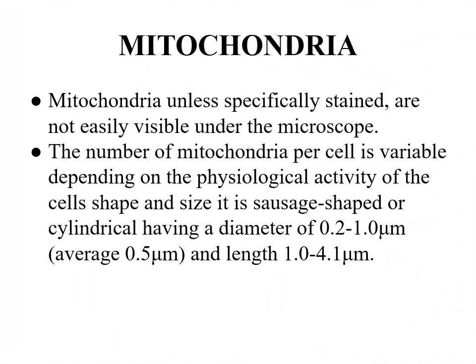Today's topic is mitochondria. Mitochondria, unless specifically stained, are not easily visible under the microscope. The number of mitochondria per cell is variable depending on the physiological activity of the cell. Their shape and size vary. It is sausage-shaped or cylindrical, having a diameter of 0.2-1.0 μm, average 0.5 μm, and length 1.0-4.1 μm.